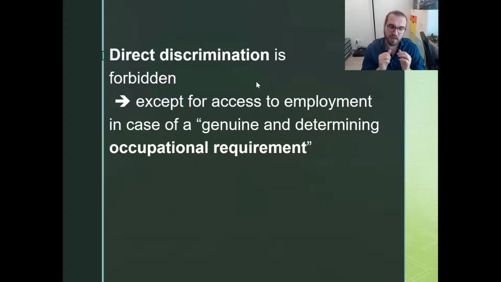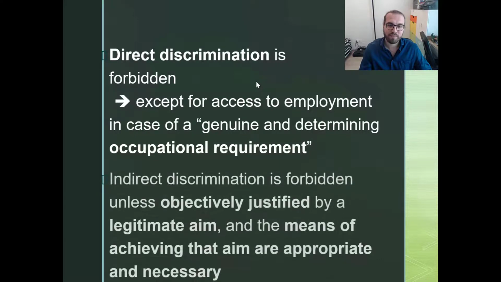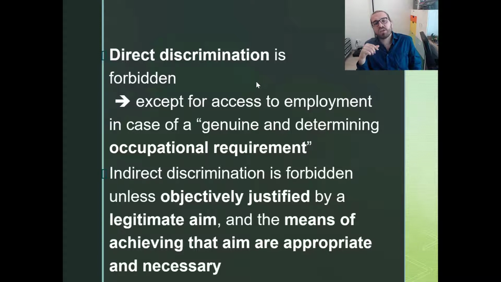So in this case, you have a genuine and determining occupational requirement. But this is a very strict exception. Otherwise, in general, direct discrimination is forbidden. Indirect discrimination is also forbidden, but the justification is somewhat easier.